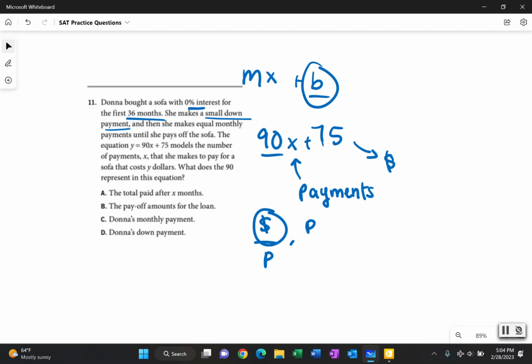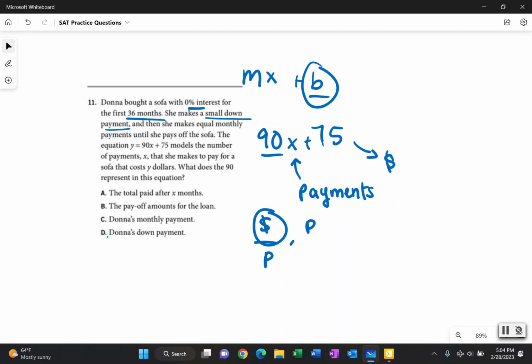So let's take a look at our options here. A, the total paid after x months. Now that would be y. B here says the payoff amount for the loan. C is Donna's monthly payments, or D, Donna's down payment.